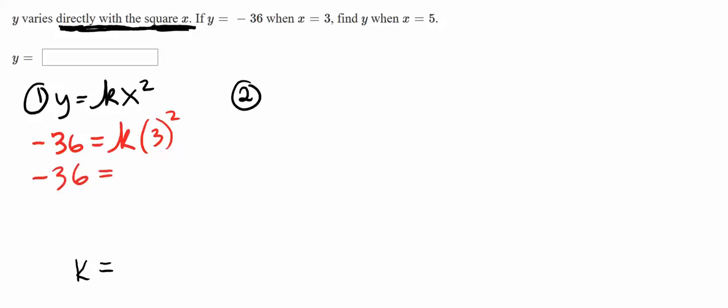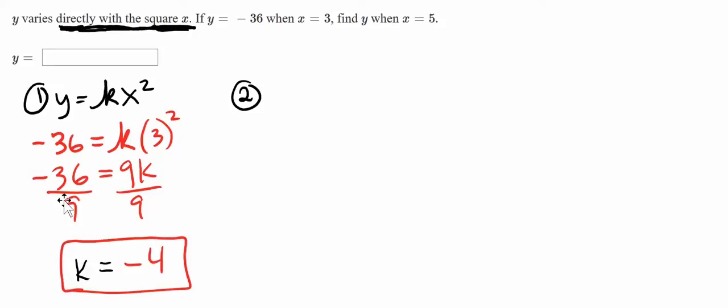Let's see, 3 times 3 is 9, so it becomes 9k. Divide through by 9, and we get ourselves a negative 4. That's what we're trying to find. All right, once we got that, let's go back now and figure out the value for y if this is the specific setup to this problem. So it's a direct variation, squaring the x and multiplying by negative 4.